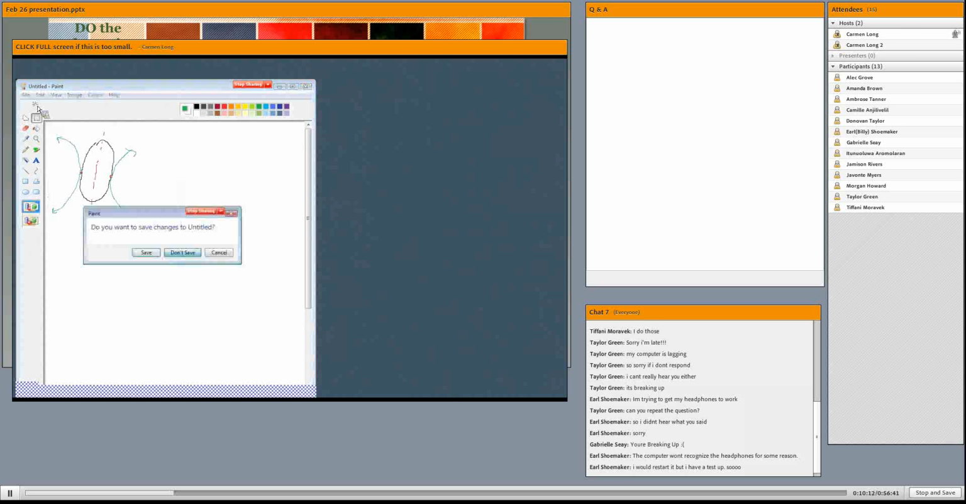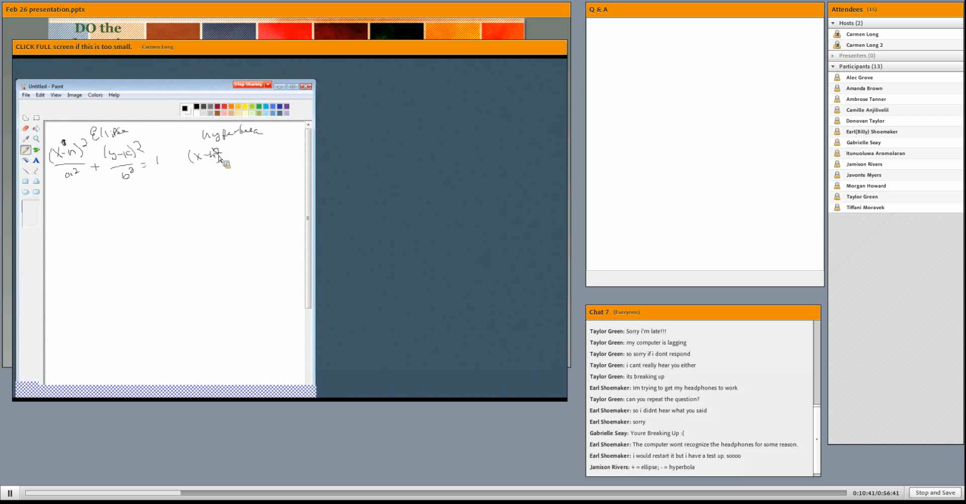For a hyperbola, it's x minus h squared minus y minus k squared. All right, you see the difference? That's right. Ellipses are plus. In this one, A is bigger, so this ellipse is going to be this direction because it's under the x. This hyperbola, the first term is x, so it's going to open like this.